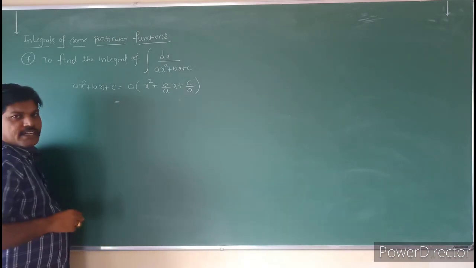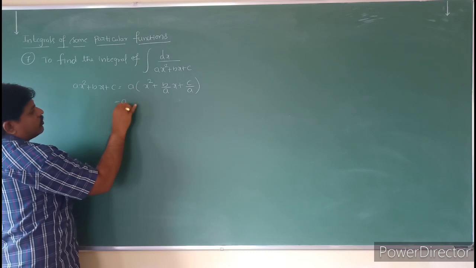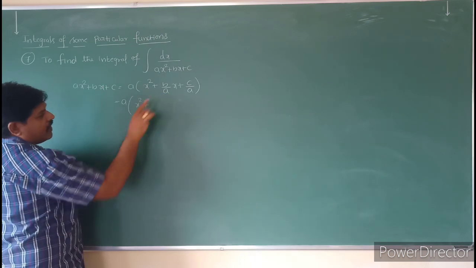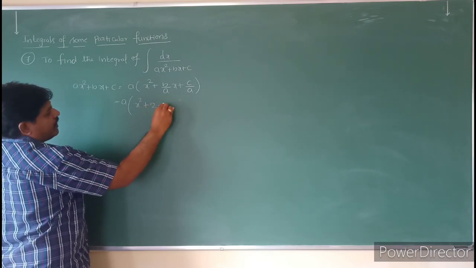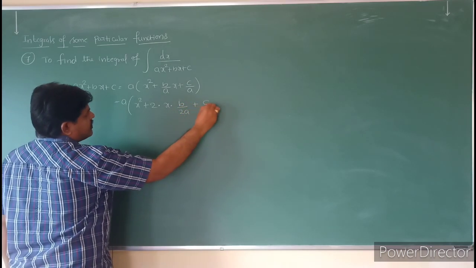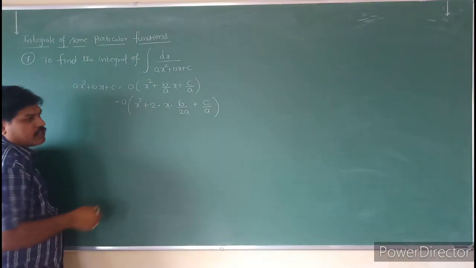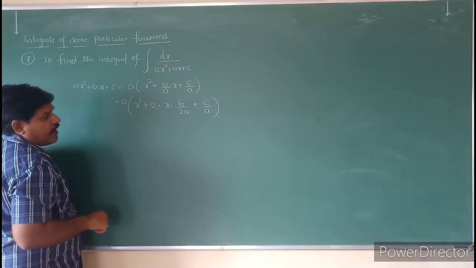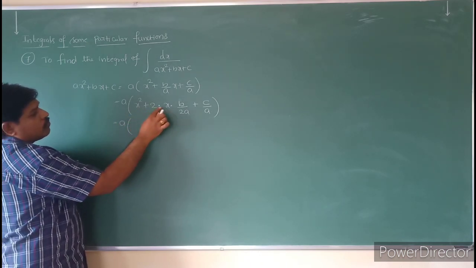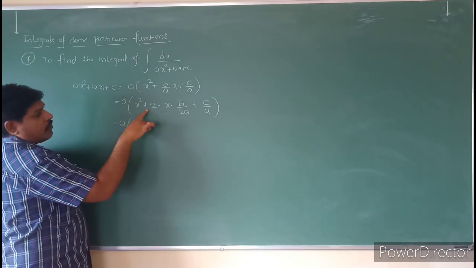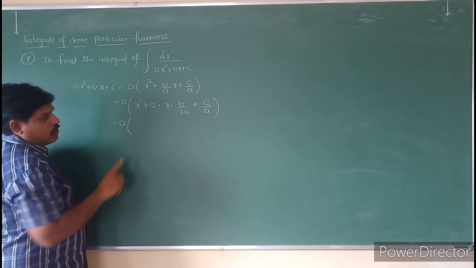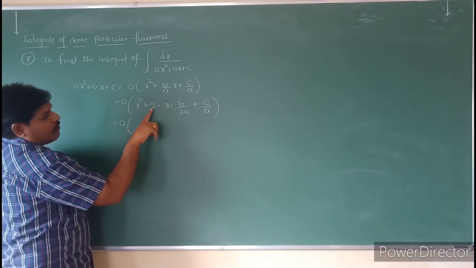So next you can see here: a into x square plus, I am dividing and multiplying with 2, and I am writing like this, 2x into b by 2a plus c by a. What did I do? Just multiplied and divided with 2. Why did I do that? Because it is in the form of a square plus 2ab form. So that's why I have multiplied and divided with 2. If it is a square, then it will become 2ab.